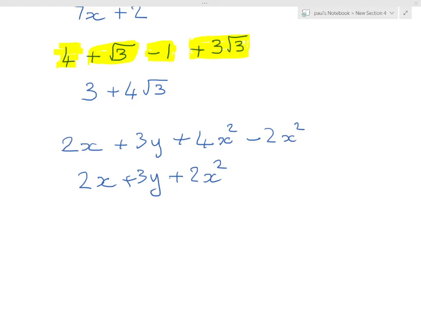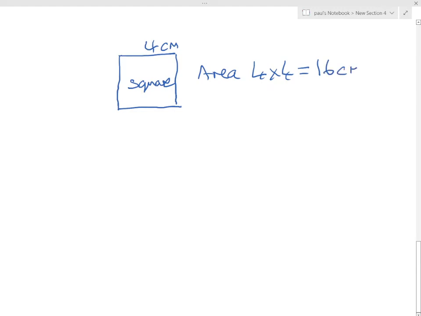Right, now let's apply algebra to some shapes. Now here's supposedly a square, and when we're working out the area of the square, say that's 4 centimeters, all the sides of the square are exactly the same, and when we work out the area we would do 4 times 4 equals 16 centimeters squared, because that's the measurement of area.